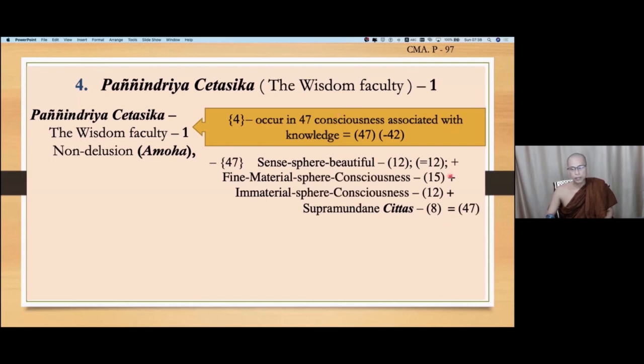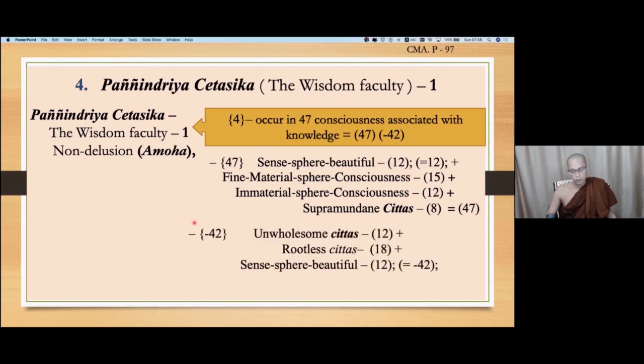Then what are the 47? So here, sense-sphere pure, beautiful, 12. So all associated with knowledge in the 24 sense-sphere beautiful consciousness. So here in the sense-sphere level, we get only 12, and all the 5 fine-material, immaterial, and supramundane, altogether 47. But whenever they arise, the wisdom faculty arises together.